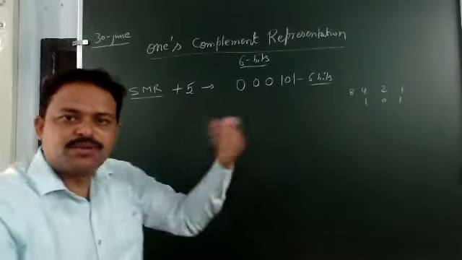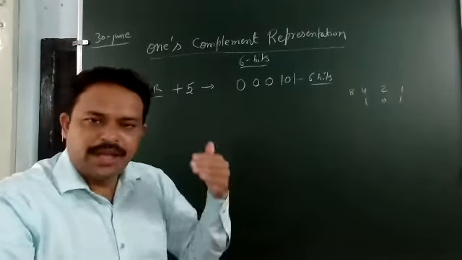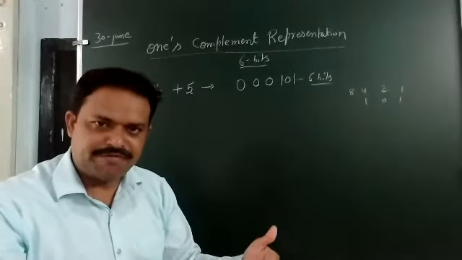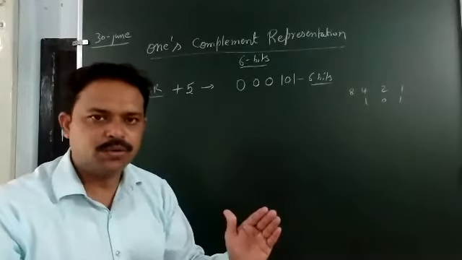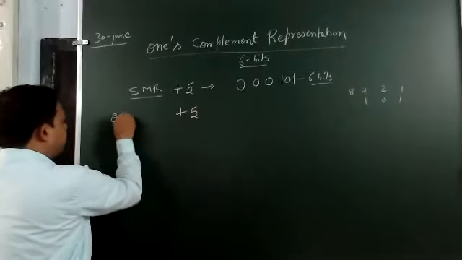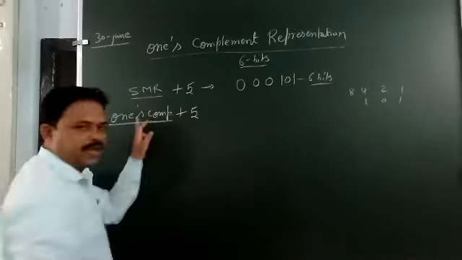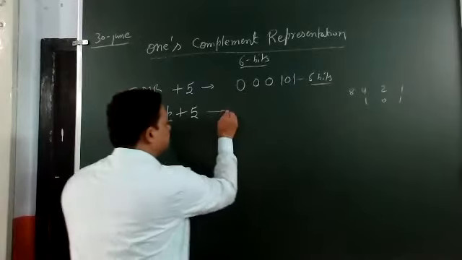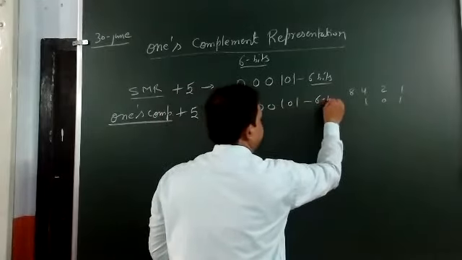Now come to the one's complement representation. In one's complement representation, we represent a positive value in the same manner. If somebody asks you to represent +5 in one's complement, I am going to write the same thing: 0, 0, 0, 1, 0, 1 in 6 bits.